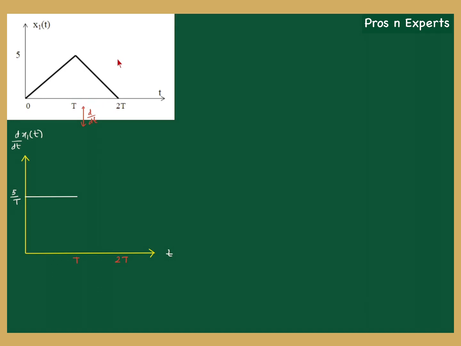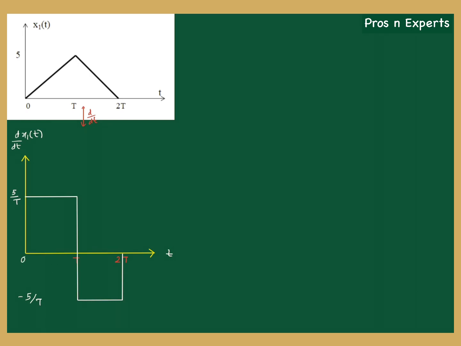Delta y is minus 5 because it is a downward slope signal, so the slope will be negative, of course. So minus 5 divided by t. The slope is a constant, which is minus 5 divided by t. So I can represent it as minus 5 by t.